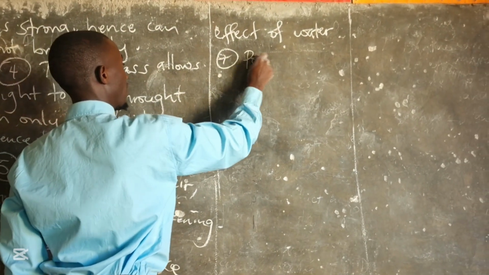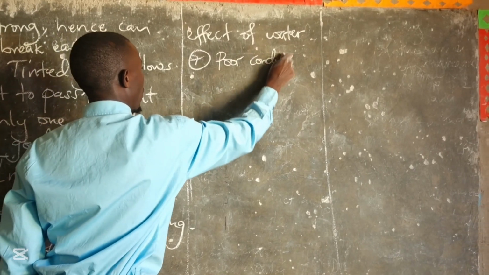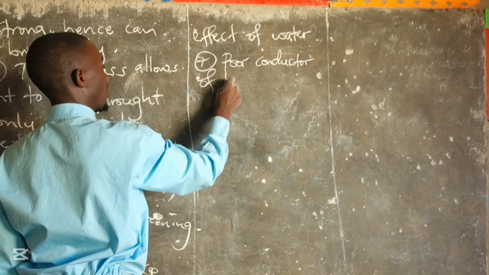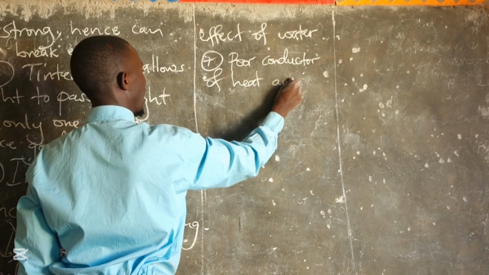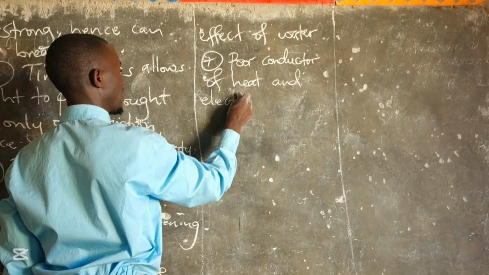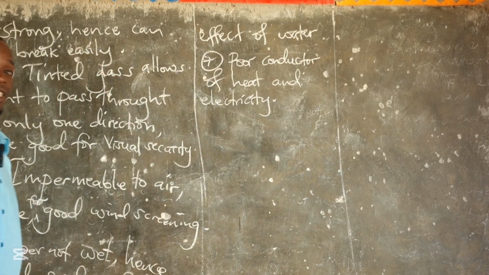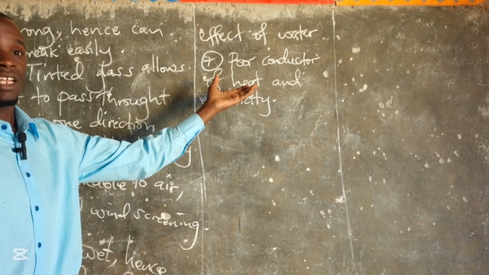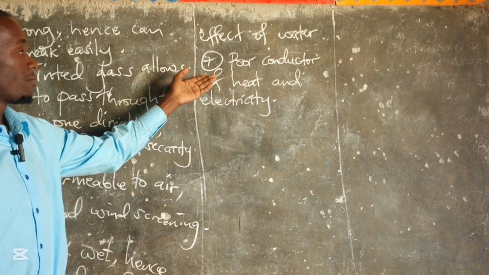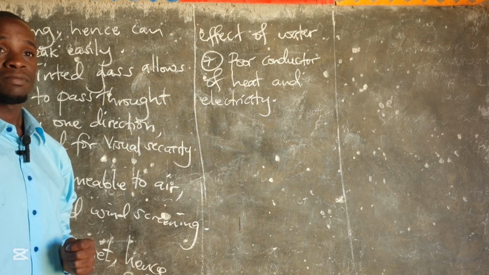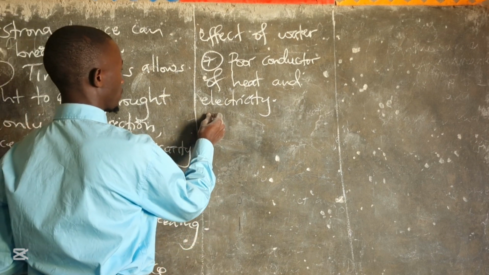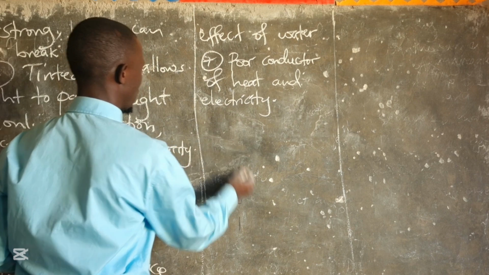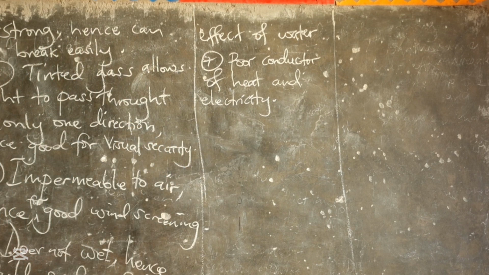Glass is a poor conductor of heat and electricity. This is an advantage in desert areas where the houses should not get too hot, they always use glass because glasses are actually poor conductors of heat. We can give more properties, but I think these are enough.